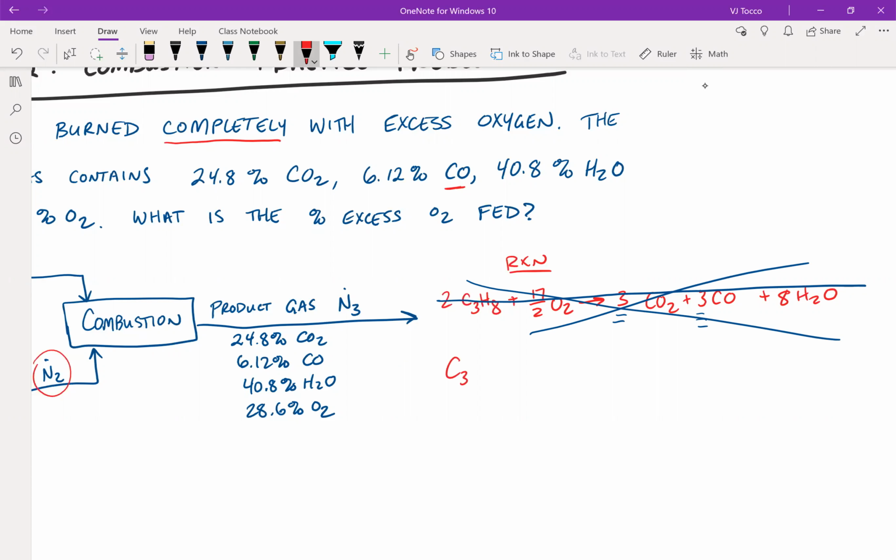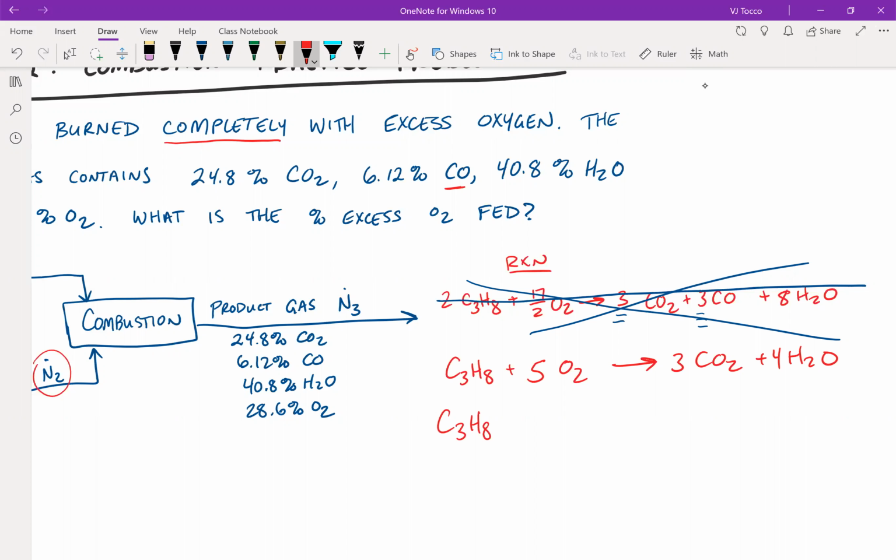So I'm going to write my complete combustion first, C3H8 plus O2 goes to CO2 plus H2O. Let's balance this. I need 3 carbons on the right. I need 8 hydrogens on the right as well. 3 times 2 is 6, plus 4 is 10, meaning I have 5 O2 in the complete combustion.